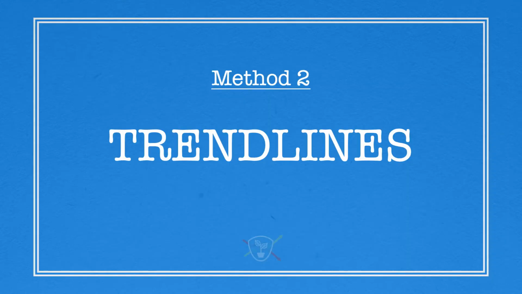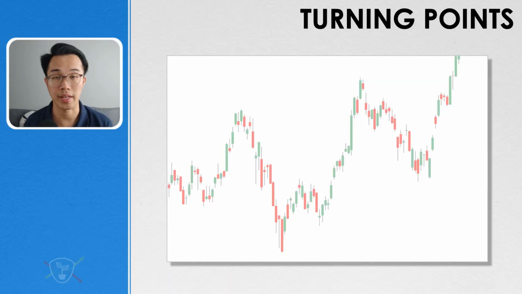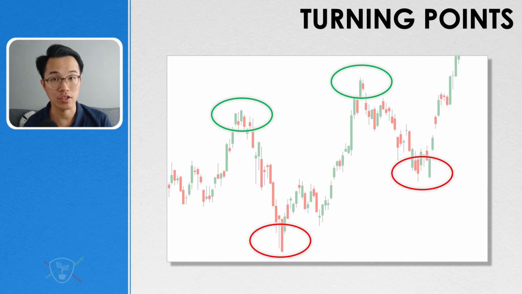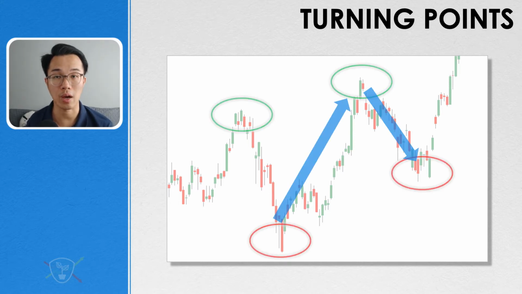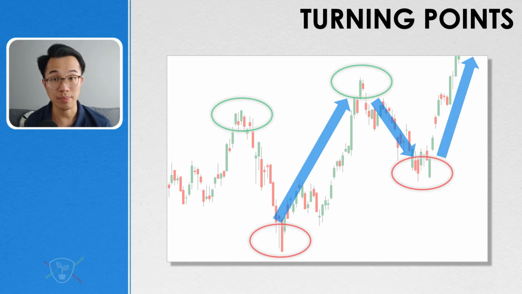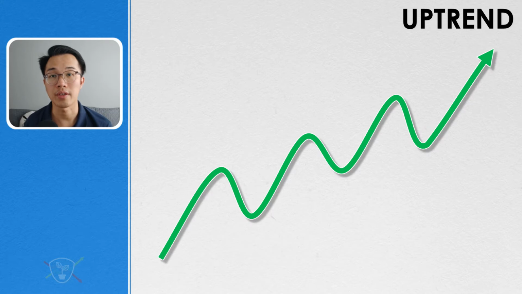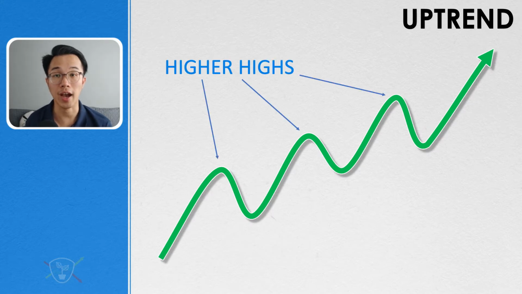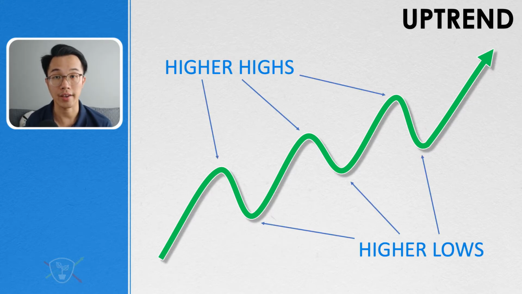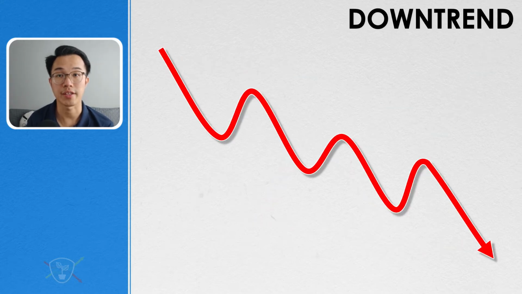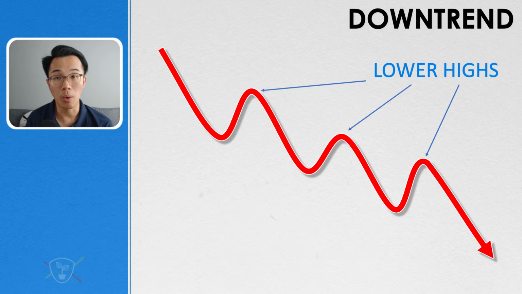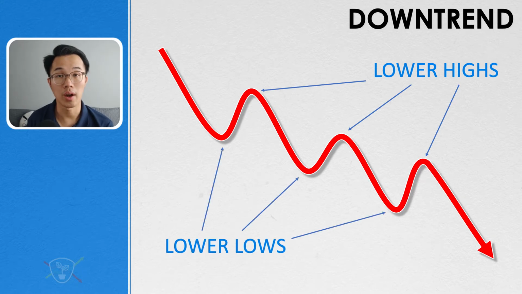The second method is to observe the turning points in the prices. What do I mean by turning points? Basically the highs and the lows, where the prices have changed direction from upward movements to downward movements, or downward movements to upward movements. The textbook definition of an uptrend is when the price chart is making higher highs and higher lows. And the textbook definition for a downtrend is when prices are making lower highs and lower lows.